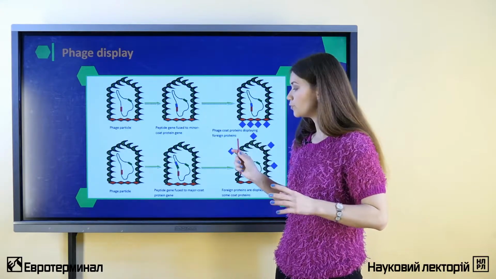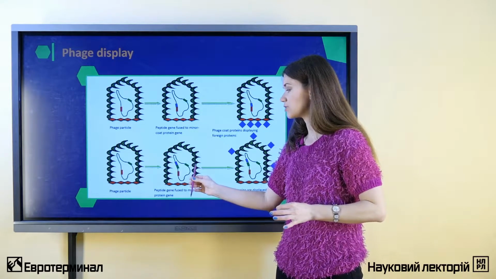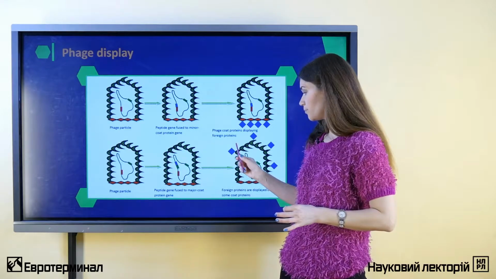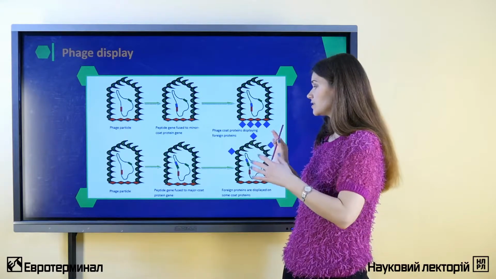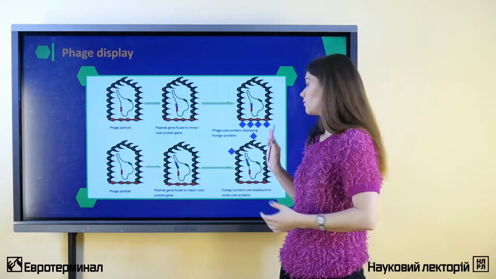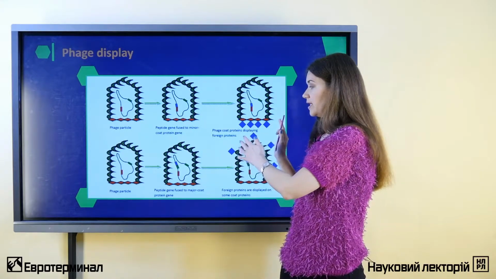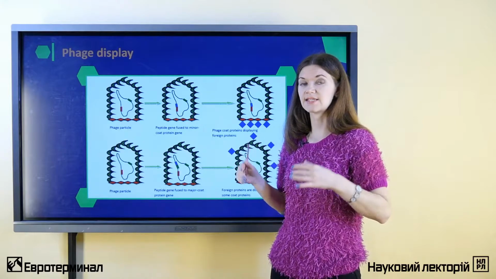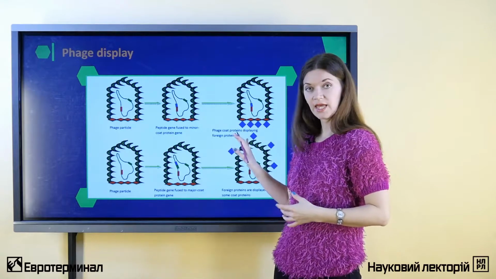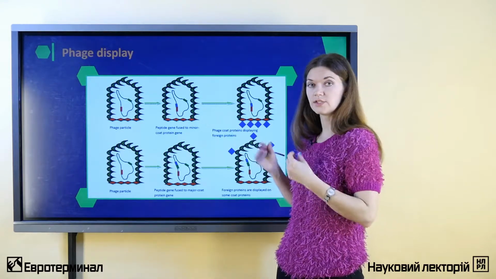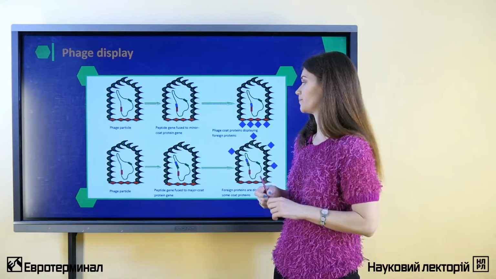If we put our gene of interest near the gene that codes the major protein, these proteins of interest will be expressed on the surface where the major proteins are. So the difference is just in the amount of the molecule of interest that we can receive with this phage display system. So phage display means that the phage displays some new molecules on its surface, and we can take them off and use them in biotechnology and medicine as we wish.